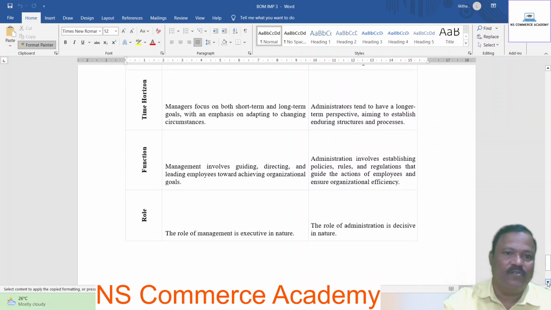Next, functions. Management involves guiding, directing, and leading employees towards achieving organizational goals, whereas administration involves establishing policies, rules, and regulations that guide the actions of the employees and ensuring organizational efficiency. Role. The role of management is executive in nature, whereas the role of administration is decisive in nature.